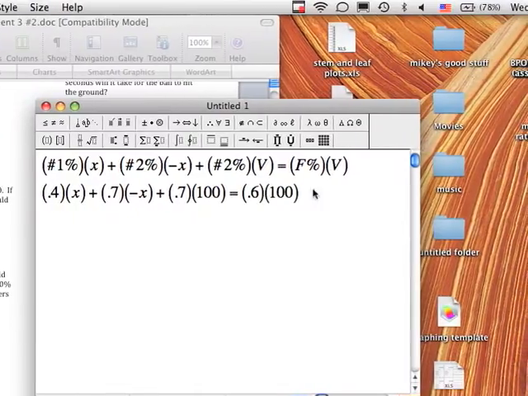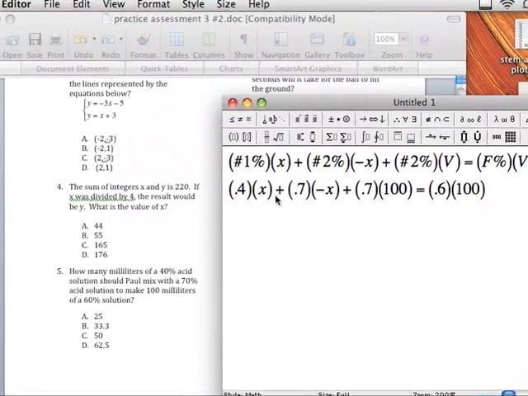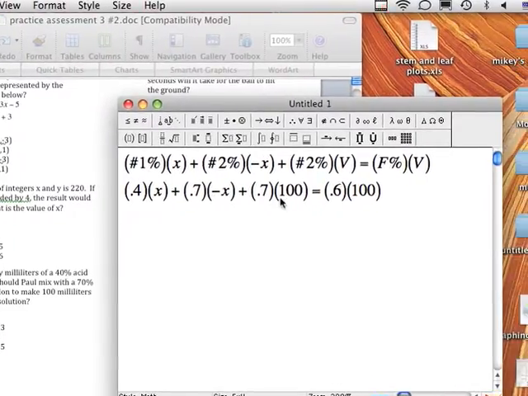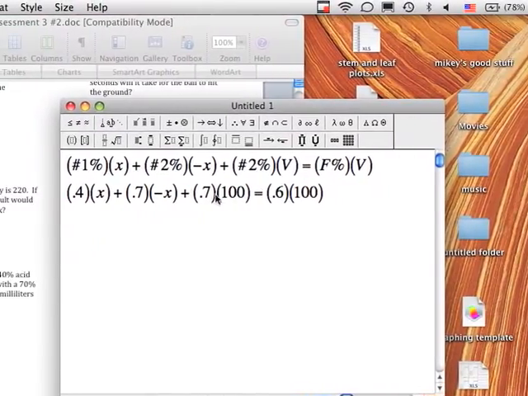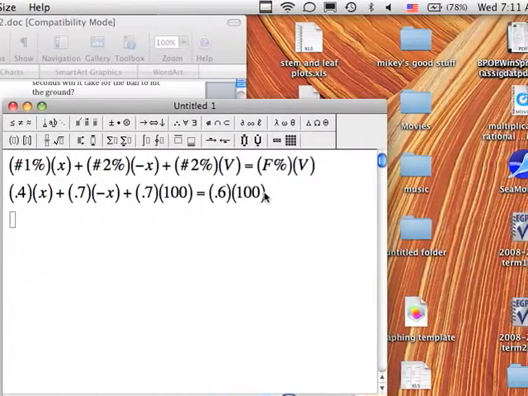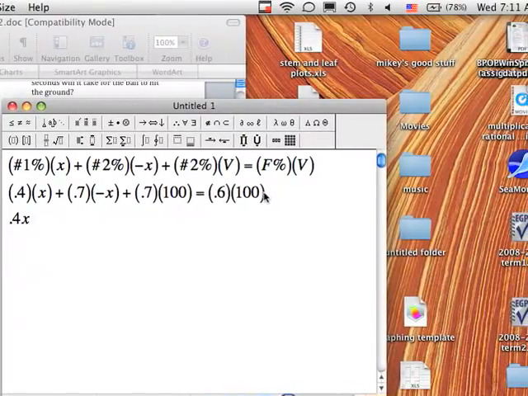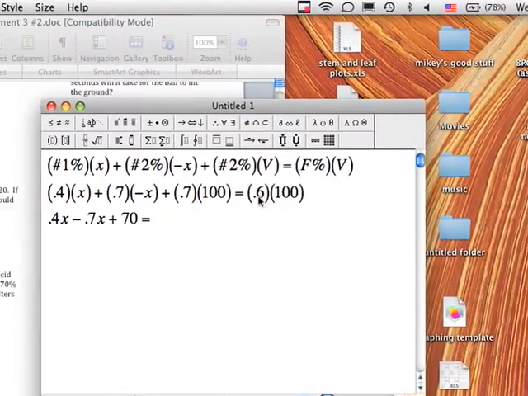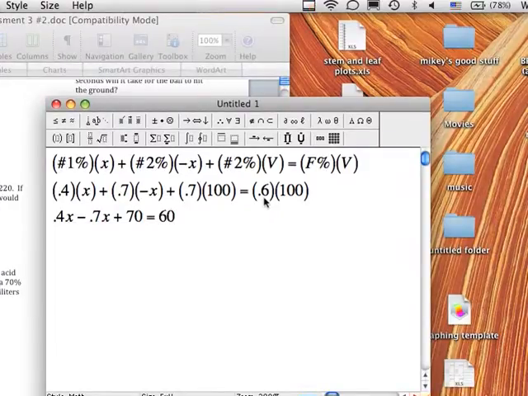Okay. So let's see. Alright, so I'm left with 0.4 times x, 0.7 times negative x, 0.7 times 100, 0.6 times 100. Let's do some multiplication now. So 0.4 times x is just 0.4x. 0.7 times negative x is negative 0.7x. Okay, that's not too hard. 0.7 times 100, well, 7 times 100 is 700, and there's 1 decimal place, so 70, equals 6 times 100 is 600, and I have 1 decimal place, so 60.